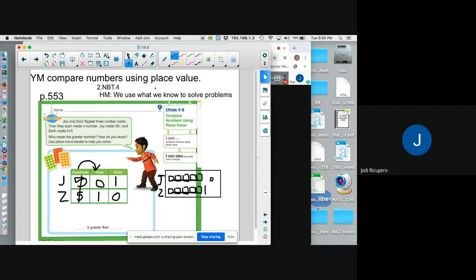You can even write the numbers in expanded form and compare the numbers. 500 plus 10 plus 0, 500 plus 0 plus 1. This time, Joy's number is on the bottom and Zach's is on the top. So 500 and 500, and then we see the 10 and the 0. 10 is greater than 0, so we know that 510 is greater than 501. And then I'm going to write it out. 510 is greater than 501.